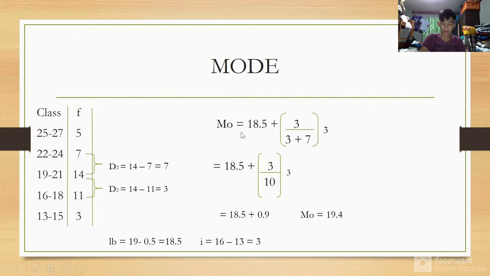The mode is 18.5 plus the product of 3 over 3 plus 7, and 3. This is equal to 18.5 plus 3 over 10 times 3, and equal to 18.5 plus 0.9. So our mode, we add them: 18.5 plus 0.9. Our mode is 19.4. That is all for this video. Thank you guys for watching.